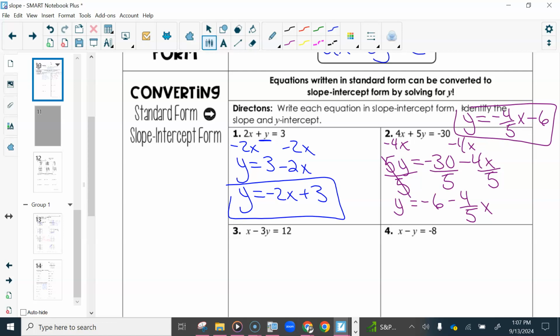Why did I change the order? Okay, so to make it in y equals mx plus b format. Because right here, it's kind of there, but not really.